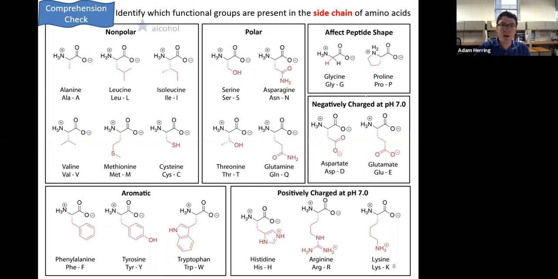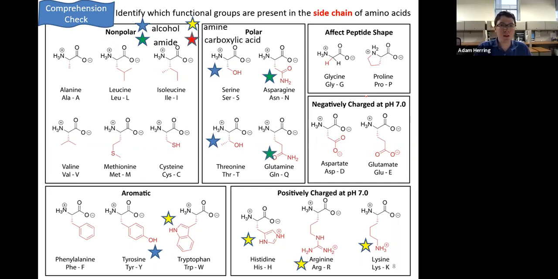Welcome back. So we have alcohols in a variety of the different amino acids, indicated here with the blue stars. We also have amine side chains on lysine, arginine, and histidine. And then also within tryptophan. We have a couple of different ones with amides on them. Asparagine and glutamine have amides in their side chains. And then there's a few with carboxylic acids, aspartate and glutamate.